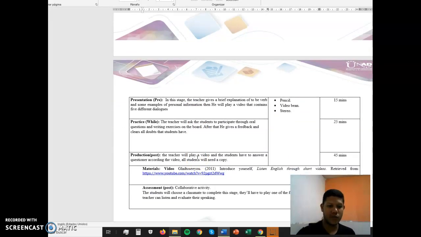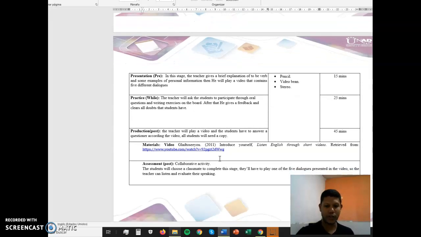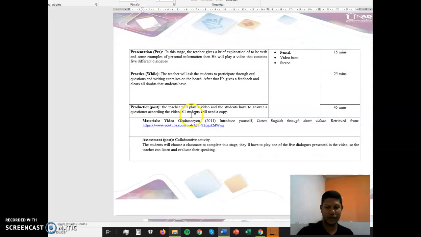For the presentation of this activity, the teacher gives a brief explanation of the verb to be and some samples of personal information. Then he will play a video that contains 5 different dialogues. For the practice of this topic, the teacher will ask students to participate through oral questions and writing exercises on the board. After that, he gives feedback and clears all doubts that students have.